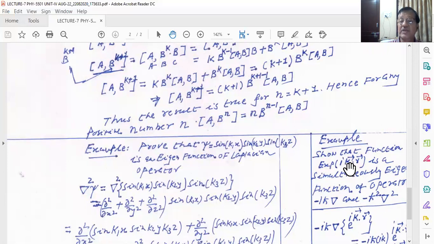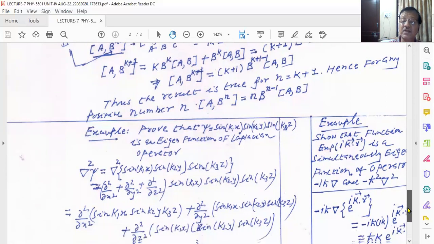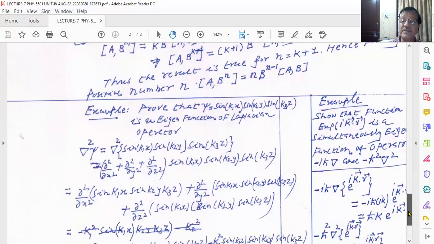So we want to show that this plane wave expression e to the power of ik dot r is an eigenfunction of minus i h cross del, and e to the power of ik dot r is also an eigenfunction of minus h cross square del square. So first I take the first one. I want to prove that this function is an eigenfunction of an operator.